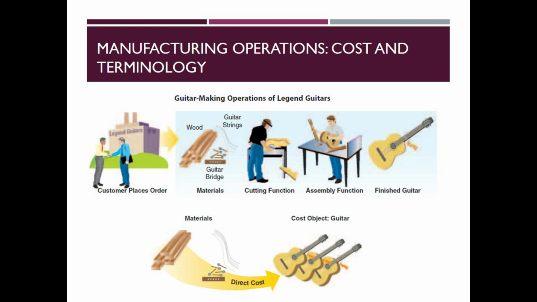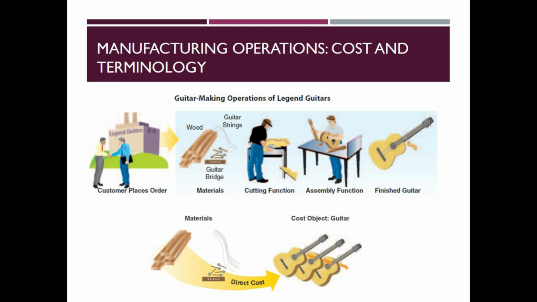So what are the involved terminologies for this one? In this case, let's go first with the materials. There are what we call direct and indirect costs. Direct costs are identified with and can be traced to a cost object.